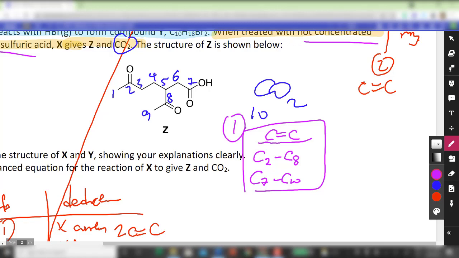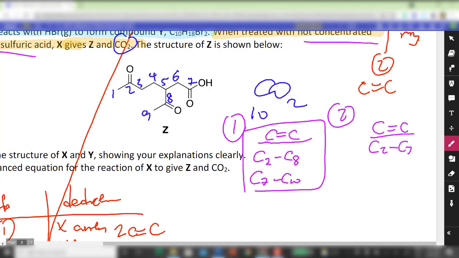So this is possibility 1. We can have possibility 2 over here. Okay, so what's possibility 2? We can have, instead of C2 C8, C2 C7, and that actually means that the CC double bond will be between C8 and C10. Okay, so that's possibility number 2.